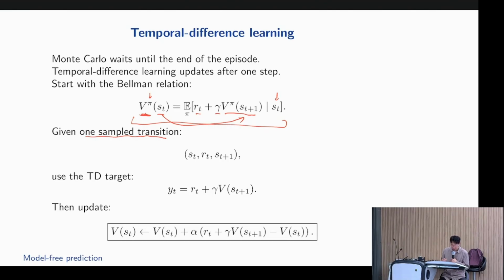So your TD target, or the regression target, will be the immediate reward plus the discounted value of the next state. This is your regression target, and that's your update. So this is TD learning. To be precise, this is called TD(0) because we use a one-step transition. You don't have to. You can do TD(lambda) or n-step TD, where you use multi-step transitions for your TD target.